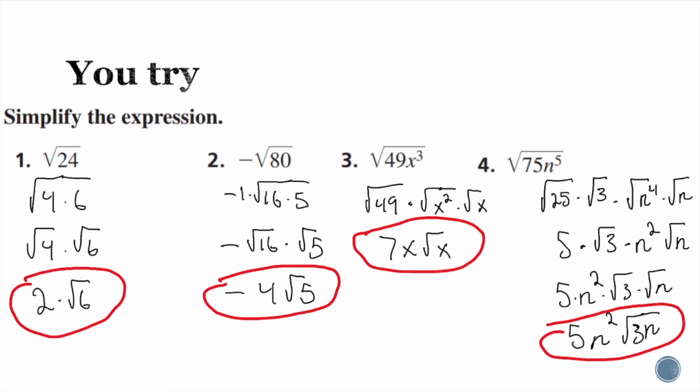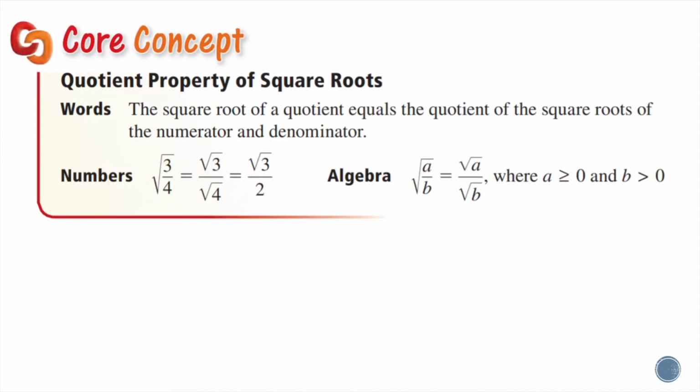Great, let's keep going. The quotient property of square roots. Very similar to the product property. If I have the square root of a fraction, in this case 3/4, I can rewrite my expression as the square root of 3 divided by the square root of 4. The square root of 3 is an irrational number, hence why that is my answer. However, the square root of 4 is 2.